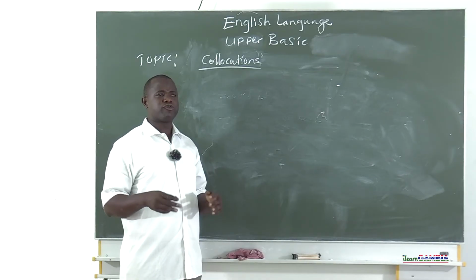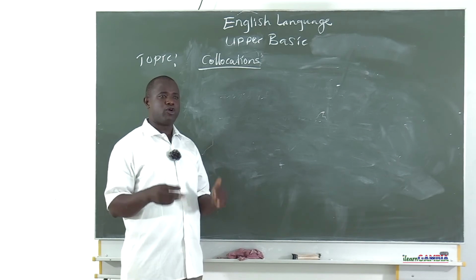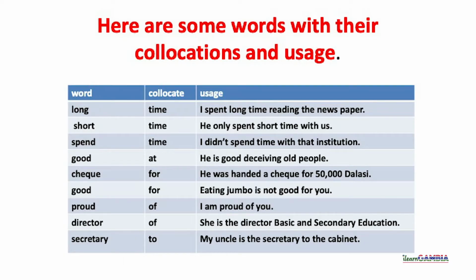Good. So here are some words with their collocations and usage. Now we have long, which can collocate with time. That will give us long time. Now in a sentence, I said, I spent a long time reading the newspaper. We also have short, which can go with time. We said short time. He only spent a short time with us.